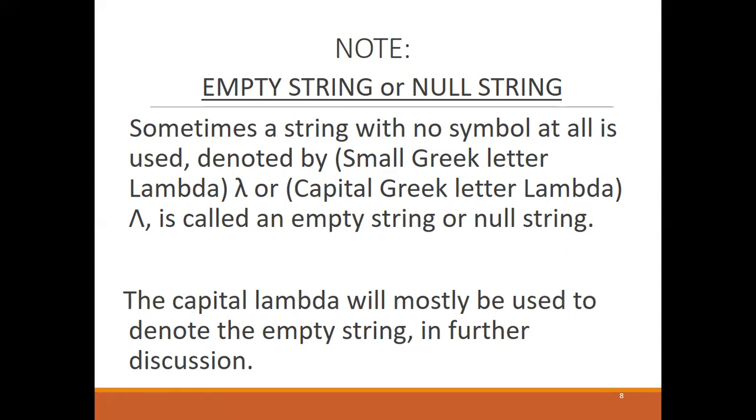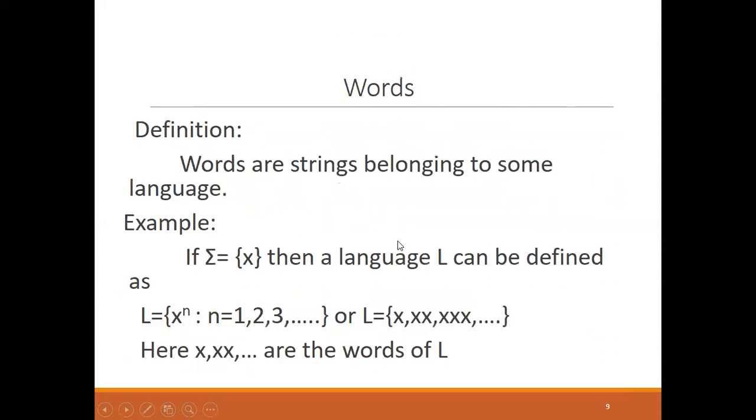Sometimes you use it in your string to present some information, some initial concept or initial state, something like that. So you are in need of a word with no symbol. For this purpose, we have the null string or empty string denoted by a capital Greek letter. This will mostly be used to denote the empty string. Some people use the small Greek letter lambda for this as well.